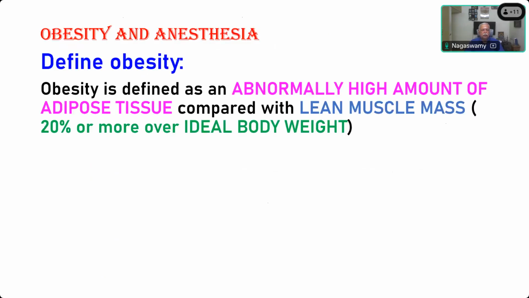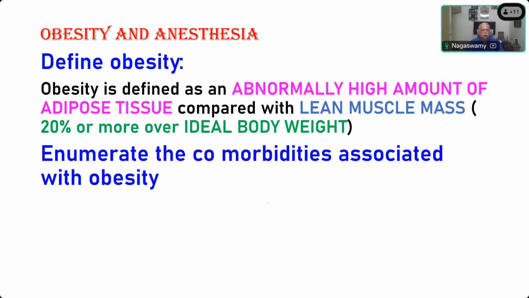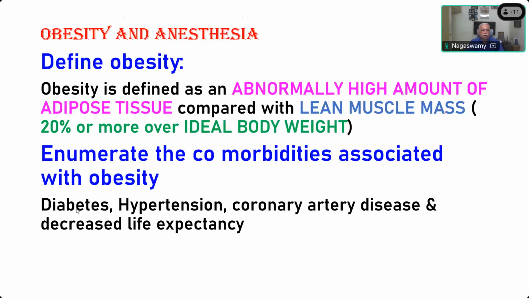Now coming to it, rapidly going through the definition of obesity: an abnormally high amount of adipose tissue compared to the lean muscle mass, that is 20% or more over ideal body weight. And the conditions associated with obesity are diabetes, hypertension, coronary artery disease, and decreased life expectancy.